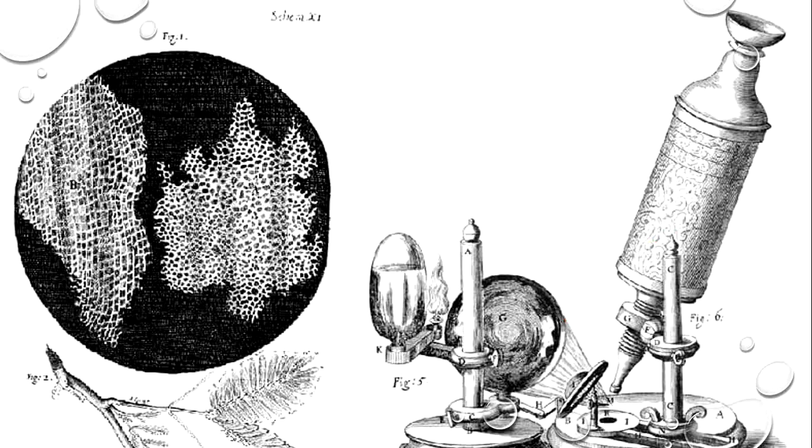There might be a question in your mind about where the name cells came from. It was in 1665 that English scientist Robert Hooke looked at a slice of cork in his microscope and saw many little boxes, as you can see here, and he called them cells.